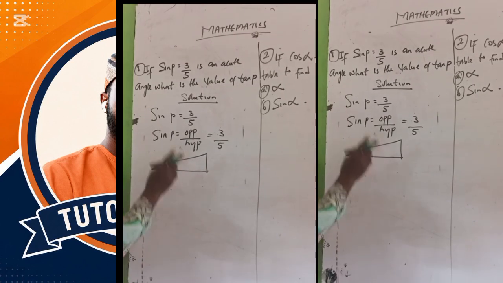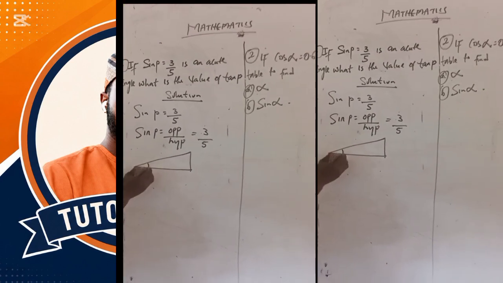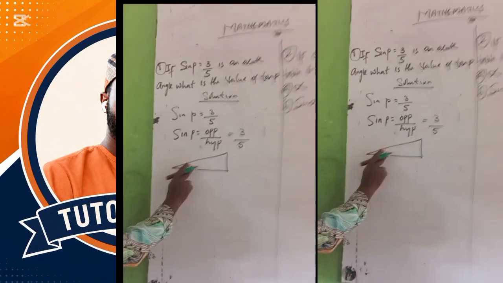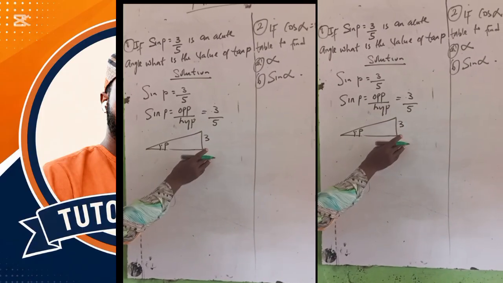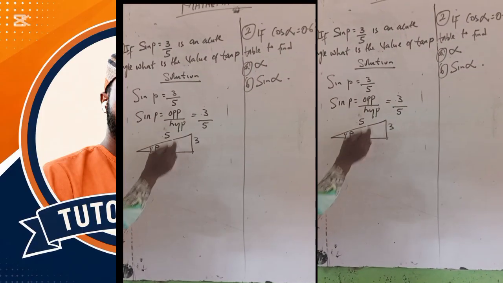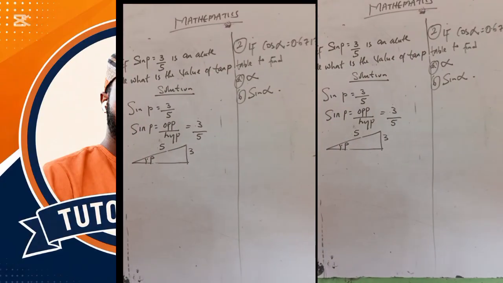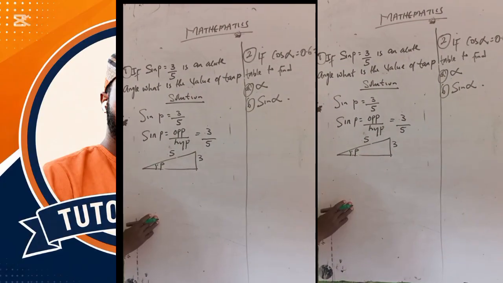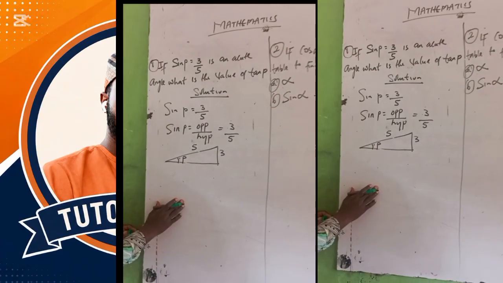And don't forget that you have to look for the value of tan p. So this place is an angle p, opposite to this one we have 3, and the hypotenuse is 5. That means we have to find the value of this side in order for us to find tan p. Is that clear? Yes, sir. So look for this place here, the adjacent.